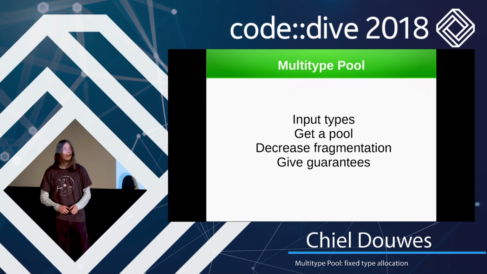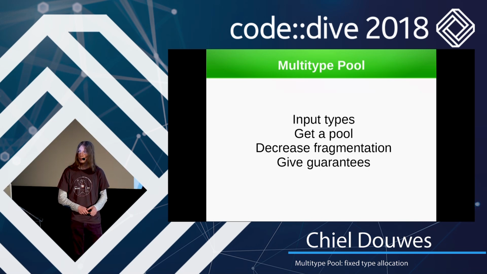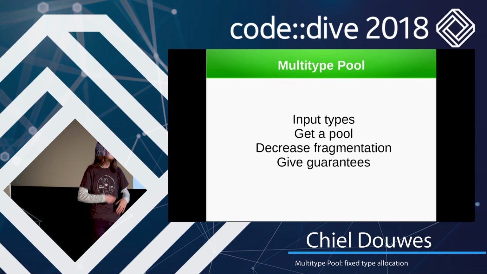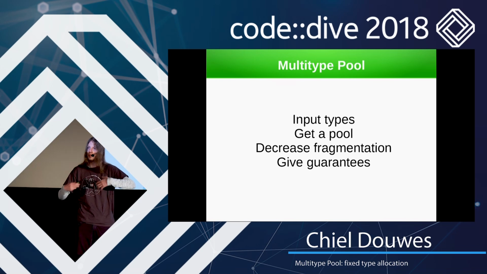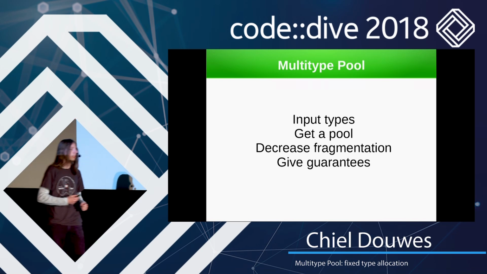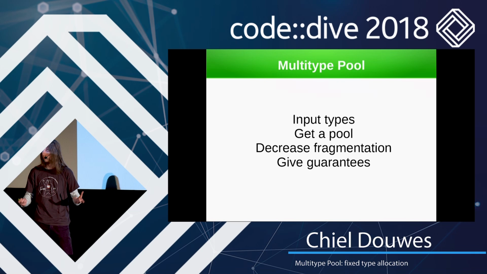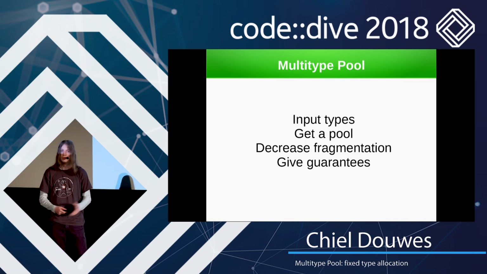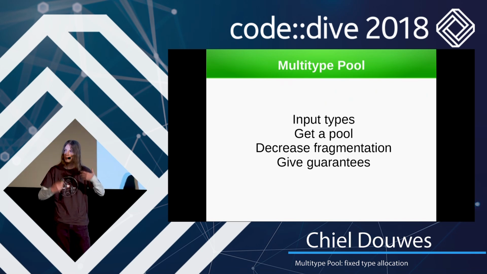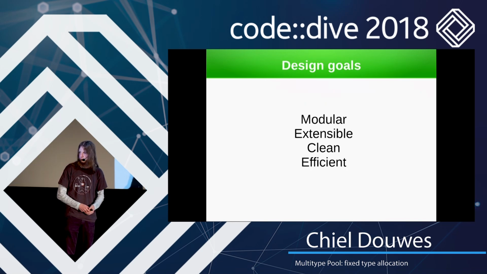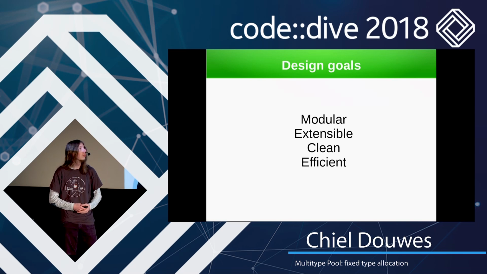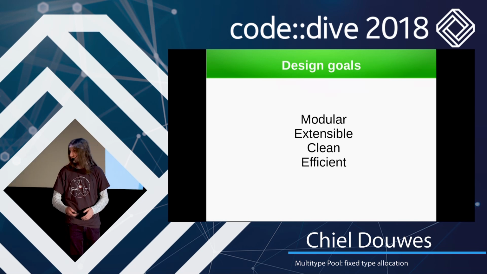So my solution here is by creating a pool type where you put all your types in that you want. Then it does some calculations, you get a pool type out, and then you get better fragmentation and memory usage. And also you can get compile time guarantees about the performance of that pool. So these are the goals for the code. It should be modular, expressive, clean, all good coding practices, basically.